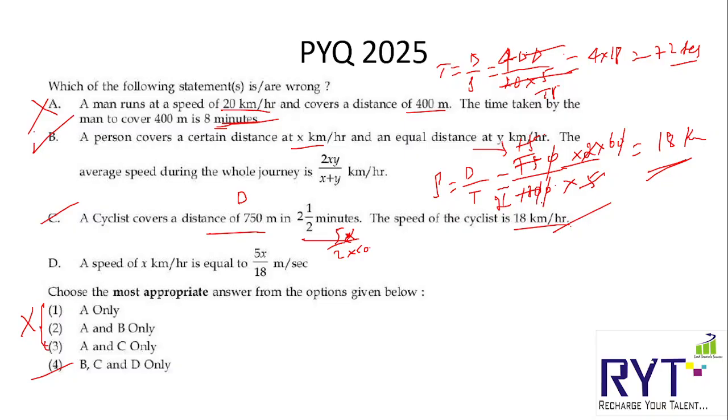18 kilometer per hour. Okay. Last one. Speed of x kilometer per hour is equal to 5x by 18 meter per second, because x into 5 by 18 becomes 5x by 18 meter per second. Correct answer. Option D is the correct answer. So B, C, D, all three are correct.